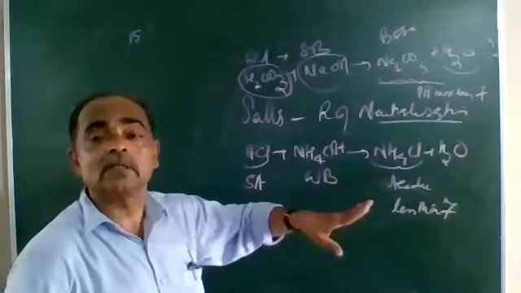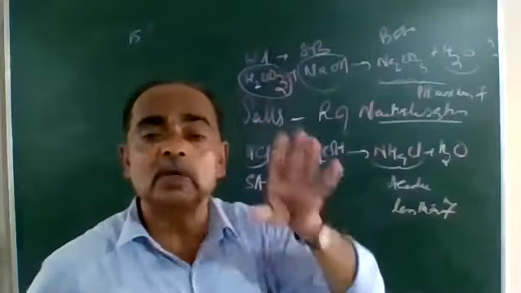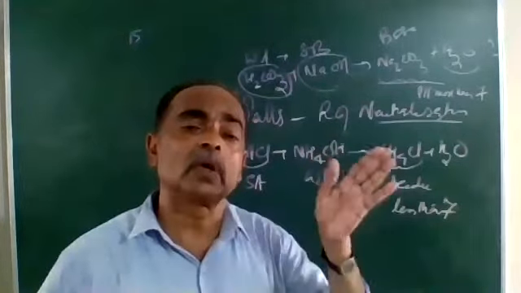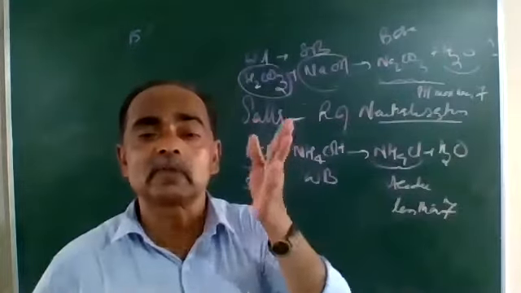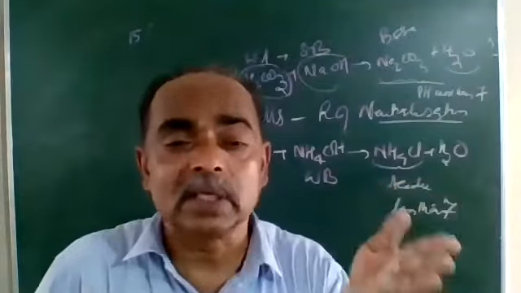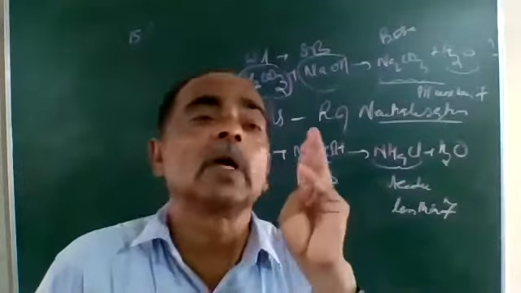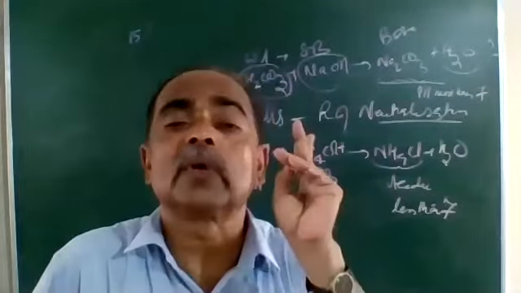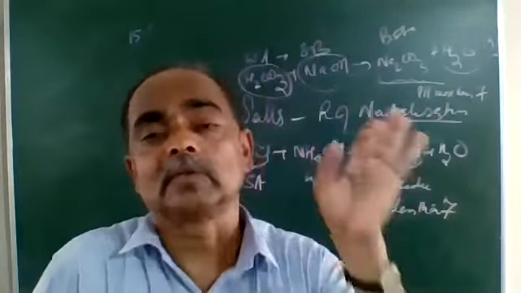So the question is asked, what would be the pH of an aqueous solution of sodium chloride? What would be the pH of sodium chloride solution? So what do we say? It is a product of a strong acid and a strong base, therefore its pH is 7.